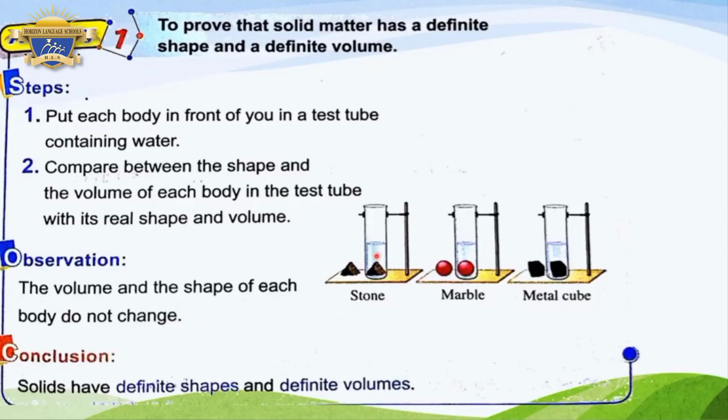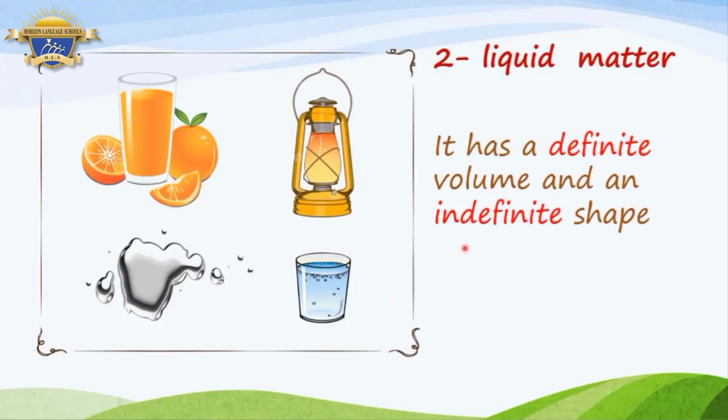Number 2, liquid matter. Liquid matter has a definite volume and an indefinite shape, like juice, like water, like mercury. All of them take the shape of their container, like juice now takes the shape of the glass, and water takes the shape of the glass too. So this is liquid matter.